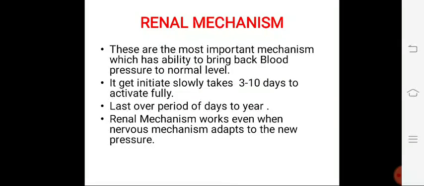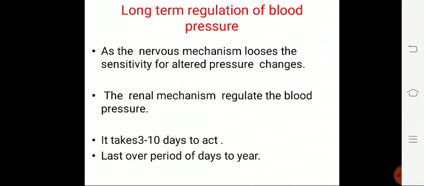Renal mechanism is the most important mechanism, which has the ability to bring blood pressure back to the normal level in response to any alteration of blood pressure. This mechanism gets initiated slowly and takes 3 to 10 days to activate fully. It lasts over periods of days to years. Renal mechanism works even when the nervous mechanism adapts to the new pressure. As the nervous mechanism loses sensitivity for the altered pressure changes, this renal mechanism regulates the blood pressure.